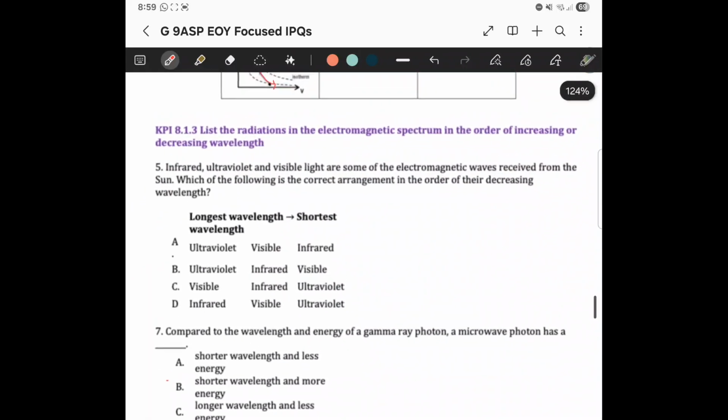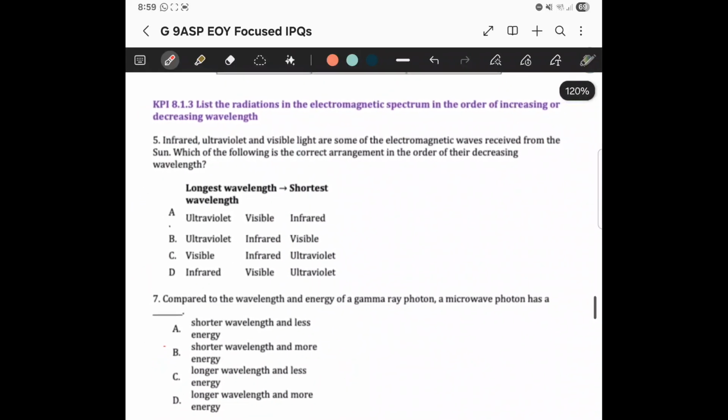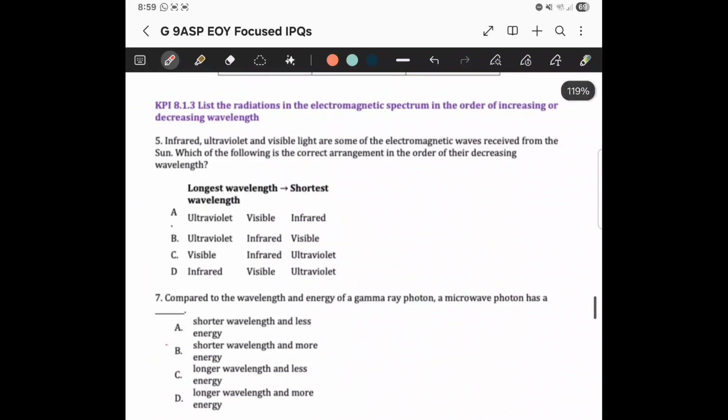Amazing. Okay. Looking at the next one, moving on to the electromagnetic spectrum. So we need to know which one's which and the correct arrangement of them.